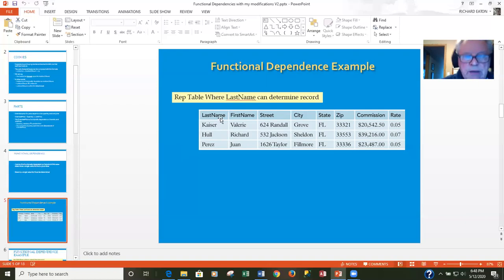So you could say then that the last name functionally determines these 7 other attributes. You could say that if I made the last name a primary key, and primary key values have to be unique, which they are. If I made that a primary key, I could say that the first name, street, city, state, zip, commission, and rate are non-key values. And all of these non-key values are functionally dependent on the primary key here, last name.